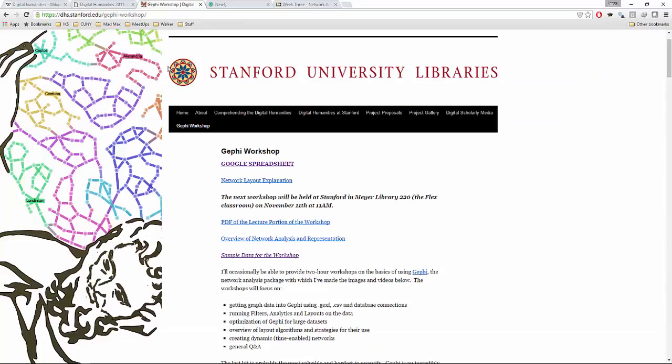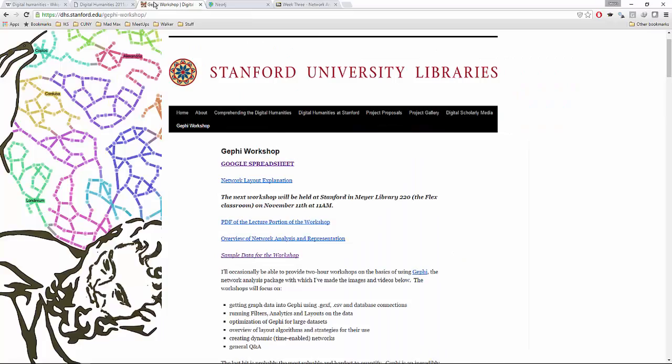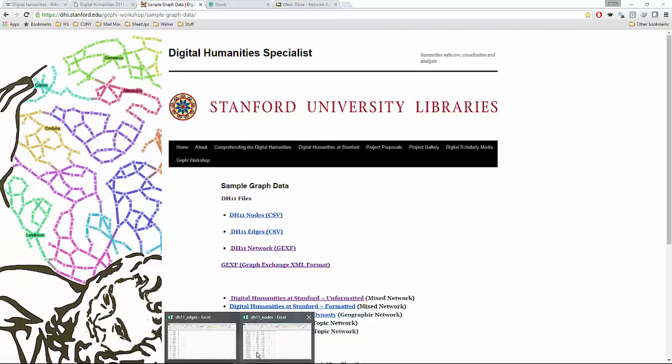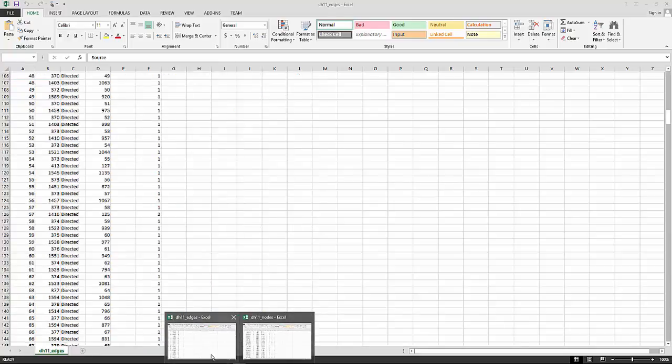This particular site on the Stanford University Library is for one of their meetups, the 2011 meetups, and the data set I found is sample data for the workshop they were presenting. When I got the data, it came in two formats: one is a CSV listing of the nodes, and the other is a CSV listing of the edges.